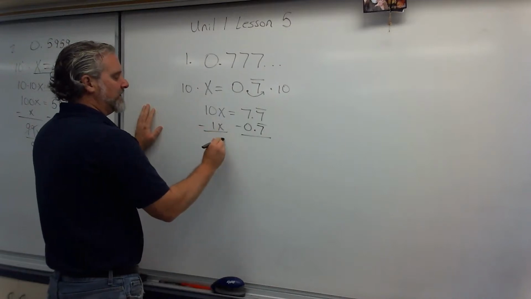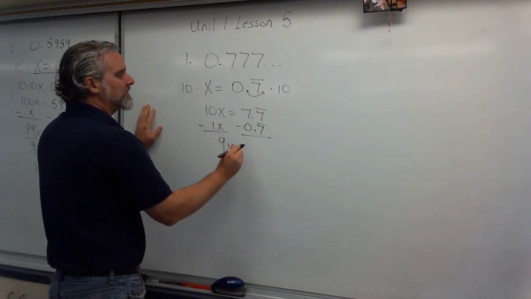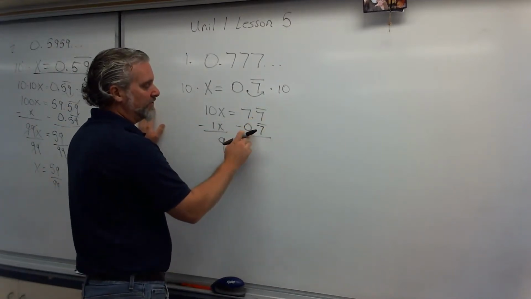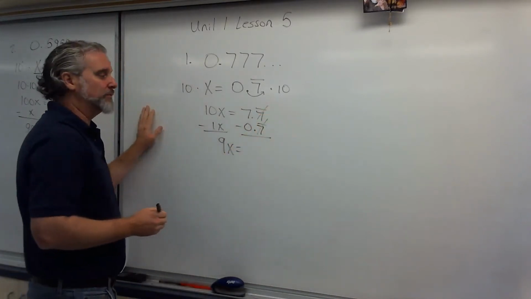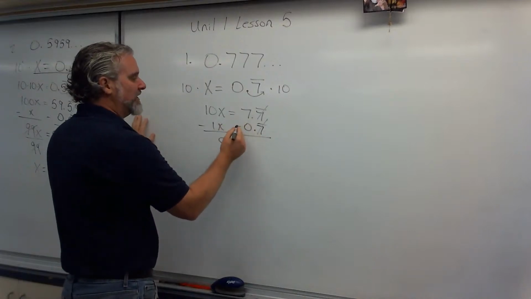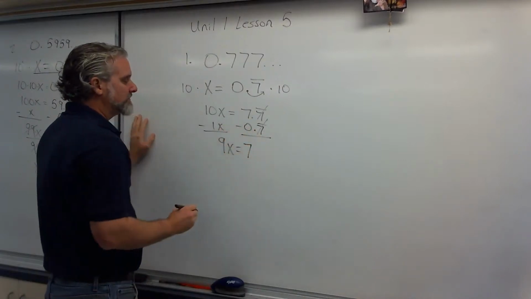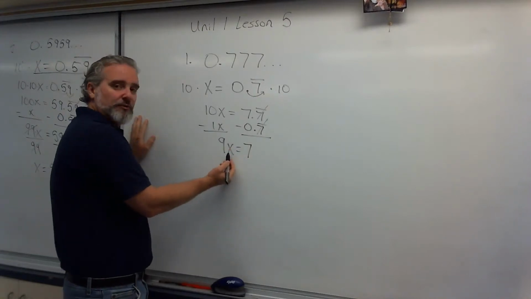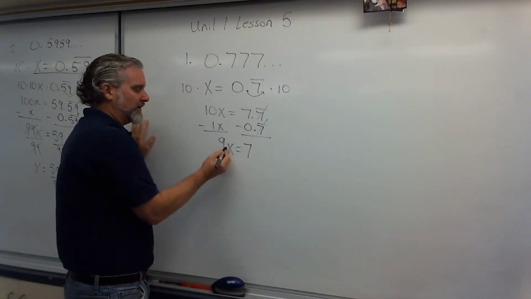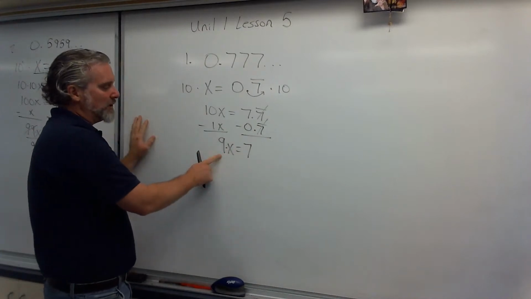10x take away 1x gives me 9x. 7.7 repeating, take away 0.7 repeating. There goes my repeating decimals. So now I have nice clean numbers. 7 take away 0, 7. 9x equals 7. Whenever you have a number next to a letter, that means they're multiplying. So this is the variable, this is the coefficient.